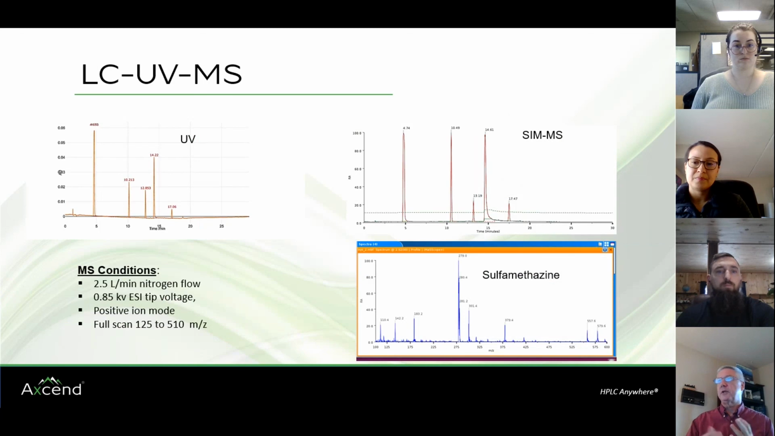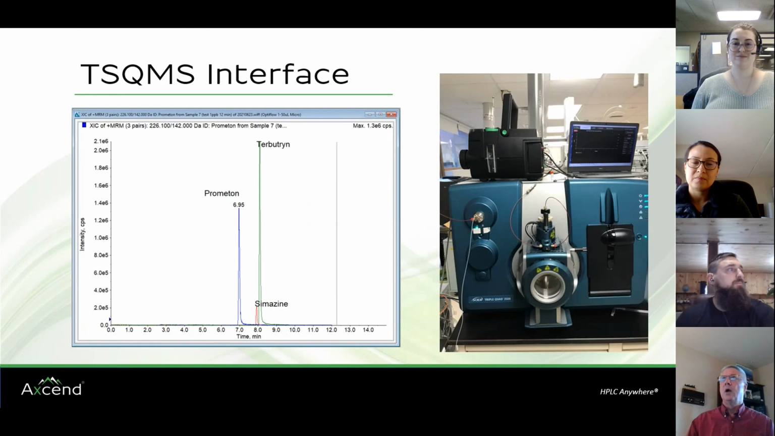We can also do LCUV under different conditions. This happens to be another selected ion monitoring mass spectrometry experiment. You can see that you can look at compounds in a variety of ways: UV, MS, or UV and MS. We also interface to what's known as a TSQ, which is a triple quad mass spectrometer. As Natalie mentioned earlier, triple quads are, if you will, the best in class choice for analyzing cannabinoids. They're fairly expensive, but if you need to use them, we've got them. Let us know and we can help you out.